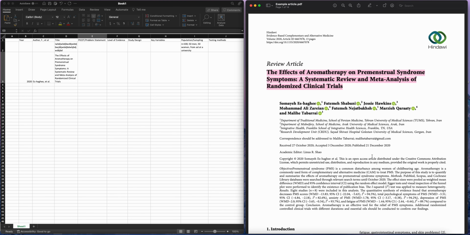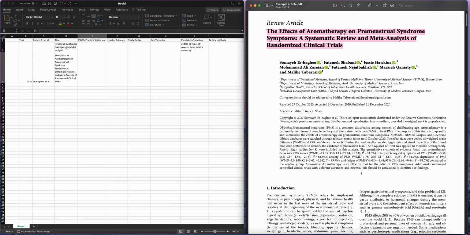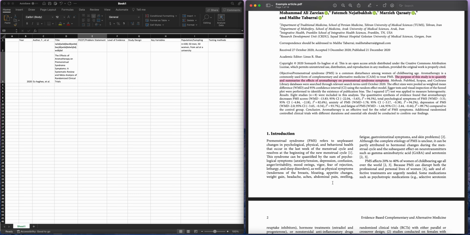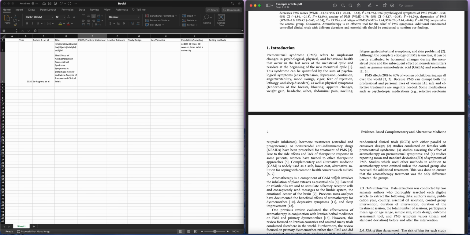Done. Okay, so the problem statement. We're going to start with this abstract. So the objectives of this article: PMS is a common disturbance by women of childbearing age. Aromatherapy is commonly used as CAM to treat it. The purpose of this study is to quantify and summarize the effects of aromatherapy on premenstrual symptoms. So that's the purpose of the study. It talks about methods, how it found its research, and so on. Usually something more of a PICO question would be in the intro.